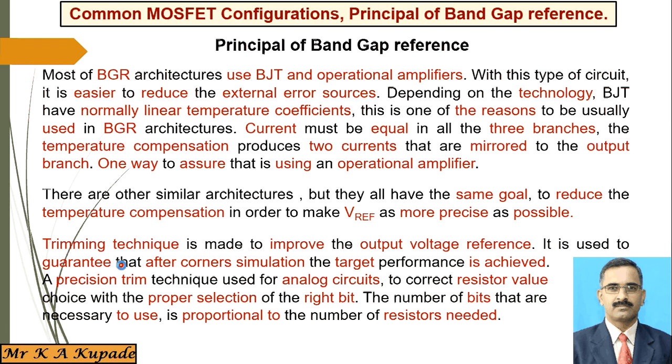It is used to guarantee that after the corner simulation, the target performance is achieved. This technique is used on analog circuits, and the resistors implemented in that analog circuit should have the correct values, with proper selection considered for the bits. So the number of bits that are necessary is proportional to the number of resistances needed. That is the third consideration for this particular band gap.